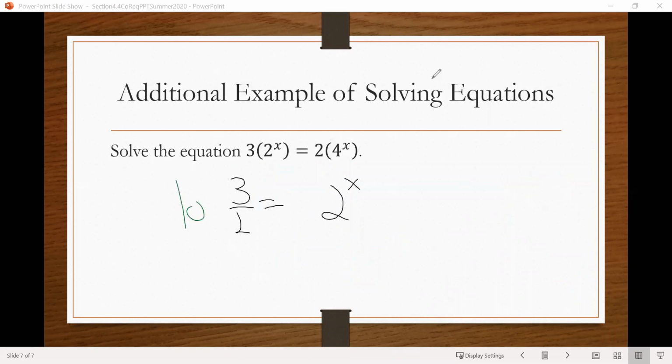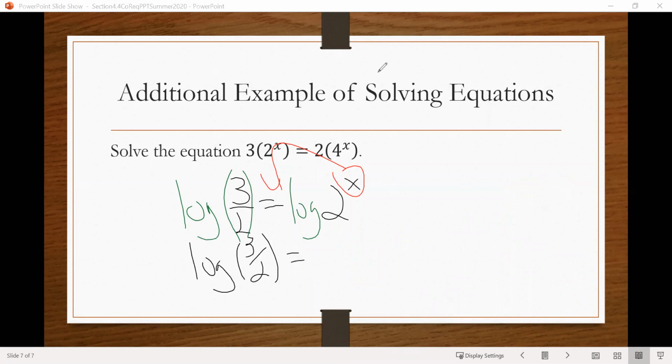We could take the log of both sides. We do it on the right-hand side. That means we'll take the variable, move it out to the front. So this will become log of 3 halves equals x times log of 2. And then we can divide by log of 2 on both sides.